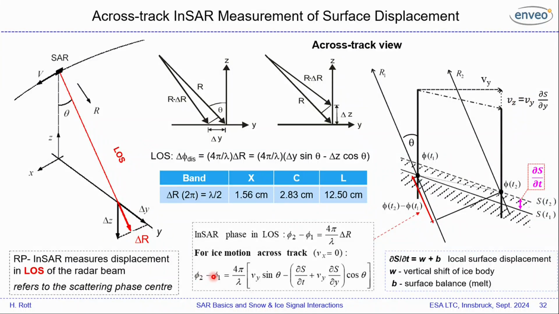So essentially, it's made up of this horizontal motion, the surface horizontal motion projected onto the surface, and then this change of the surface elevation. This shows the sensitivity at the different frequencies. It's quite sensitive. In C-band, for example, 2 pi corresponds to a shift of 2.8 centimeters.